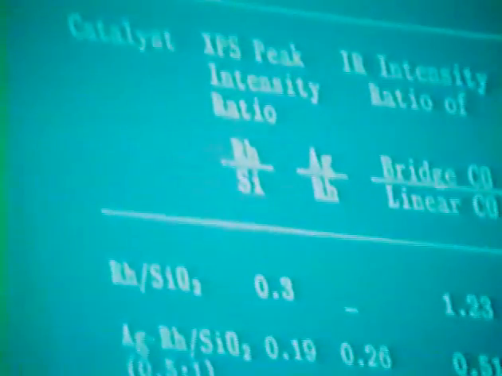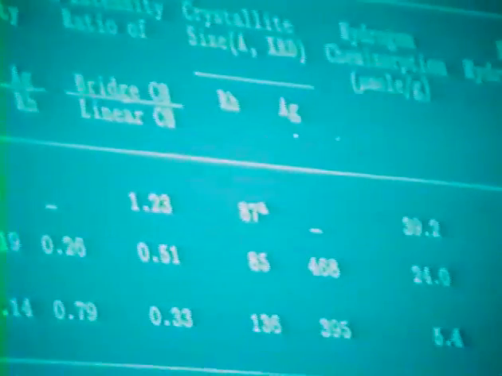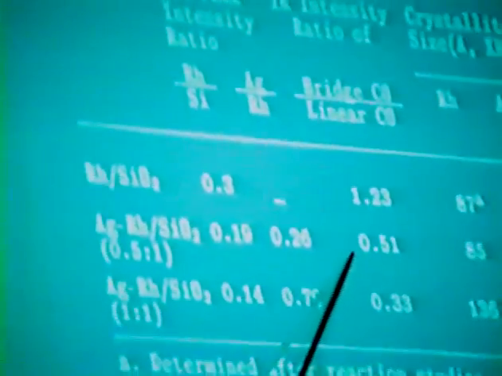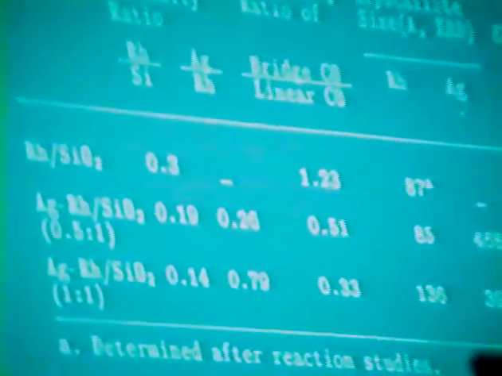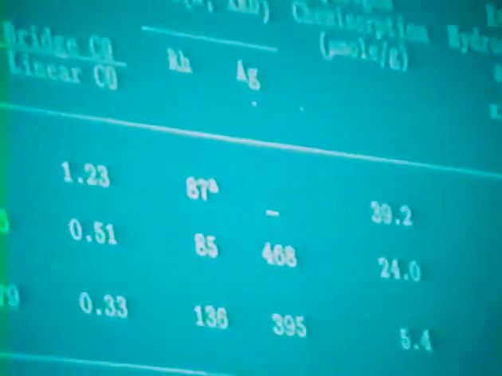in the catalyst. When we add silver, this silver can form several crystallites, and some of the silver can also disperse on the rhodium catalyst. This spectrum here is basically derived from the extensive catalyst characterization by using XPS, IR, and hydrogen analysis. And as you can see here, the increase of the silver content decreases the ratio of bridge to linear CO. So this clearly indicates part of the silver is located on the surface of rhodium and blocks the bridge CO site.